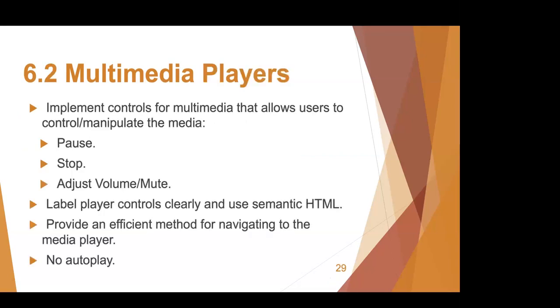So for a multimedia player, it's really important that there are controls to allow basic manipulation of the media. This can include things like pause and stop, play, and adjustments for the playback position, volume, and mute. And it's important, of course, as we discussed, that those controls are labeled clearly and use semantic HTML so that screen readers will see them as buttons and can keyboard navigate to them. And it's important to provide an effective method for navigating to the media player. This could be a landmark or a heading.